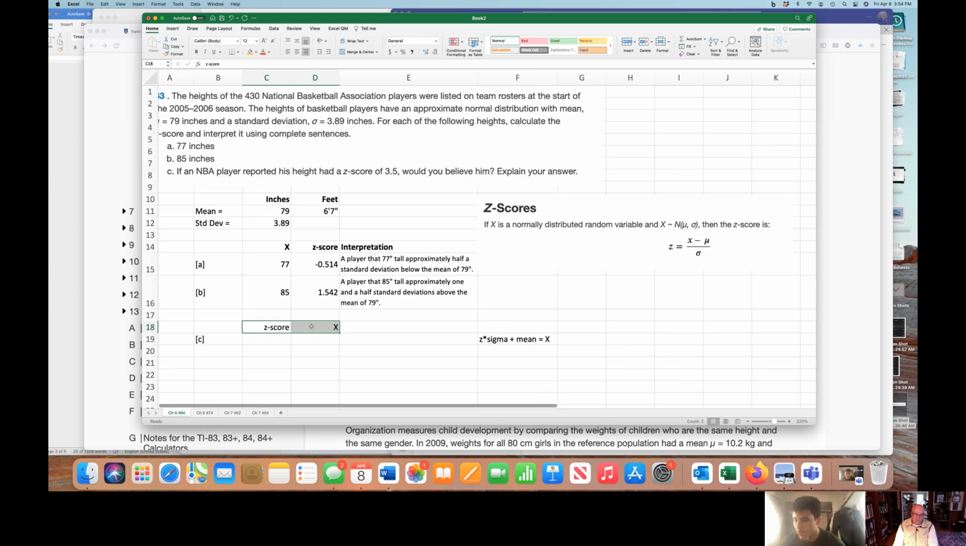Yeah, I'm not really sure where to start. Multiply both sides by sigma, and you get z sigma equals x minus mu. Then add mu to both sides, and you get this formula right here.